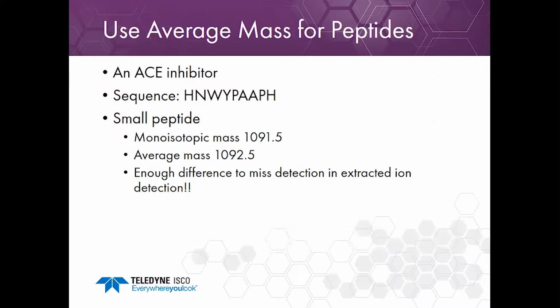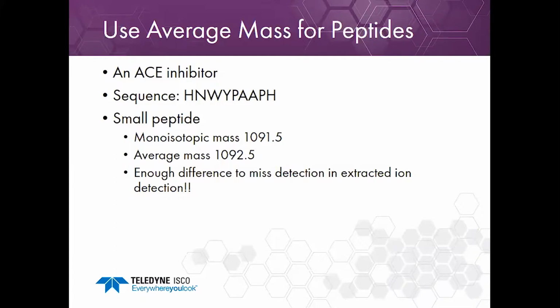For peptides, I tend to use the average mass. Over here, the sequence that we have listed is a fairly small peptide. Its monoisotopic mass is 1091.5, but its average mass is 1092.5. And that's enough difference to miss detection in extracted ion detection. Peptides, even small ones like this, have enough atoms in them that you're starting to see the natural abundance. You start to see the average show up in every molecule.